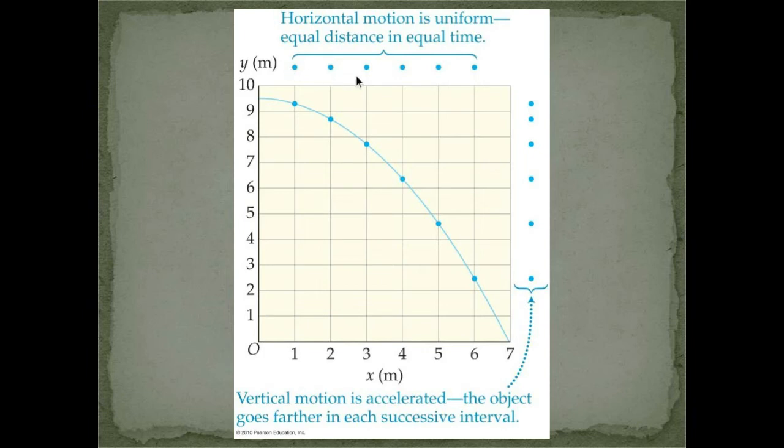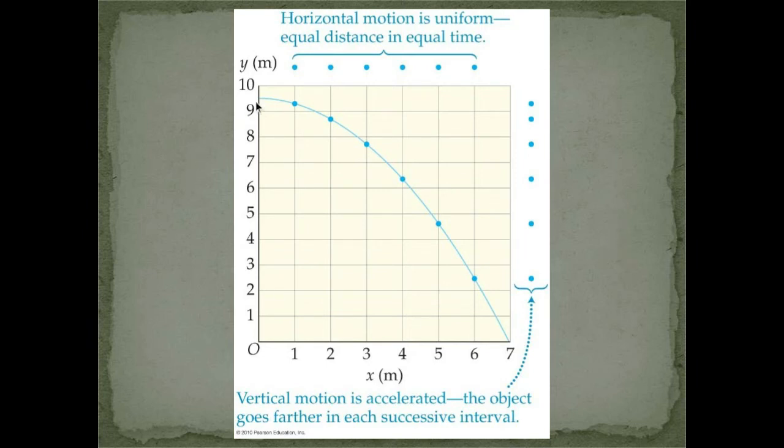So steady, steady, steady, steady horizontally, that's constant velocity. And here it's increasing with each passage of time, each unit of time. So it's speeding up. Gravity is accelerating it downward. So the vertical motion is accelerated. The object goes farther in each successive interval. This is a great picture to look at.